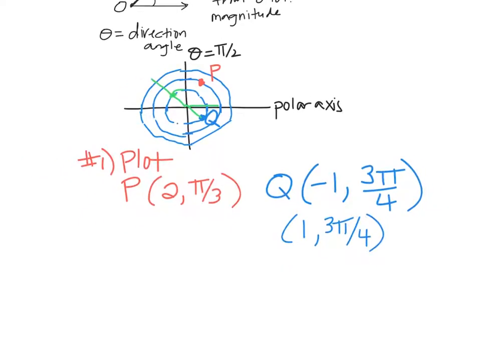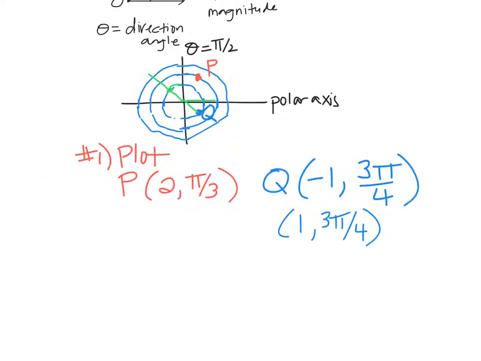All right. How about one more? We'll call it R. Let's plot R, and R is going to be 1, -45 degrees. So let's plot 1, -45 degrees. Yes, same place as Q, right? So I go to 1, I go to -45 degrees. This is the same thing as point Q.